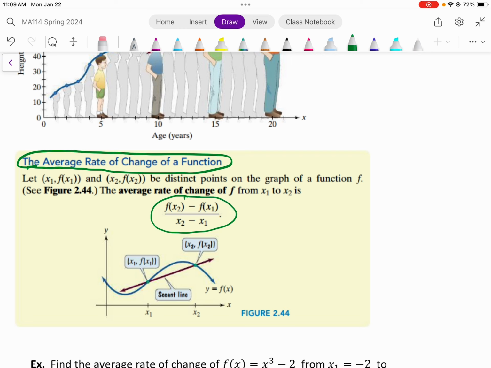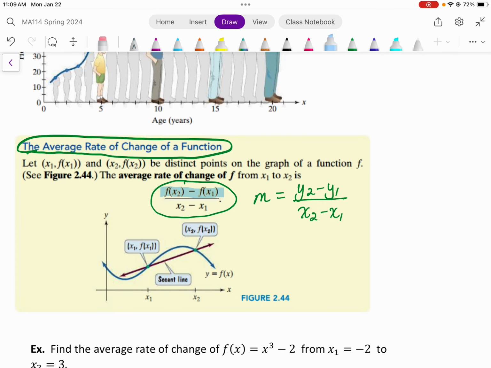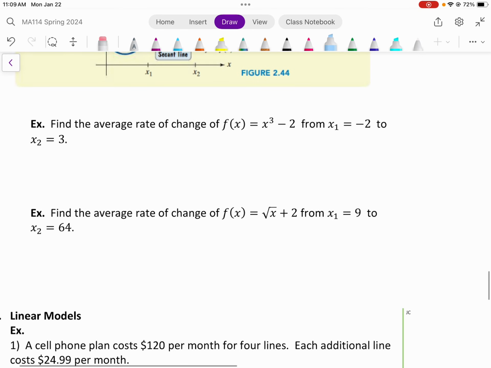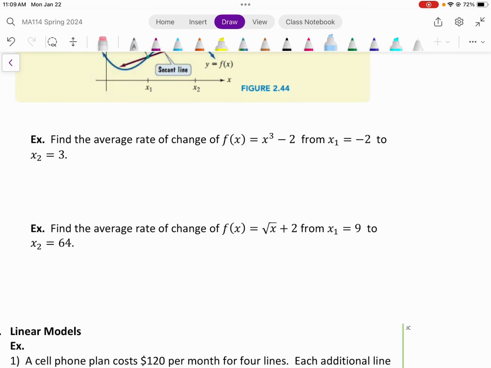And you guys, that is no different than taking y of 2 minus y of 1 divided by x of 2 minus x of 1. F of x of 2 and f of x of 1 that I highlighted, those are actually y values. So it's just finding the slope. And I'll demonstrate that here with these two examples. All right, if I want to find the average rate of change, again, that is just code for finding the slope.